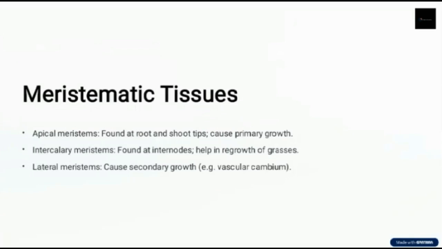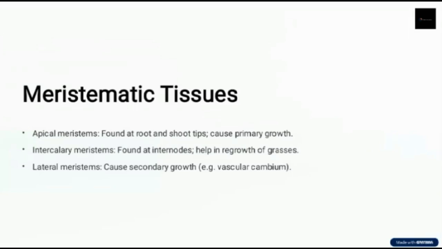Meristematic tissues can be classified into three depending on where they are found. Apical meristematic tissue: these are found at the roots and the shoot tips.